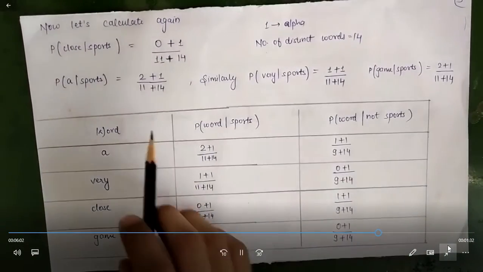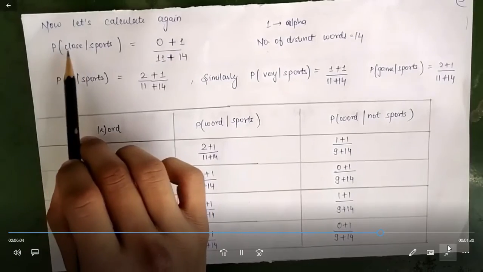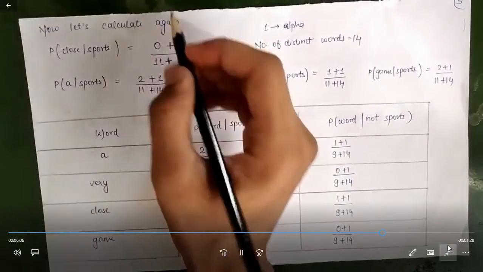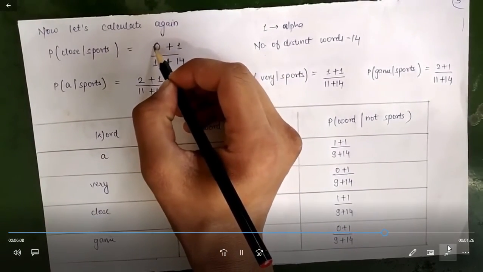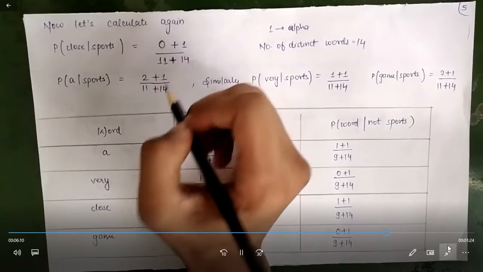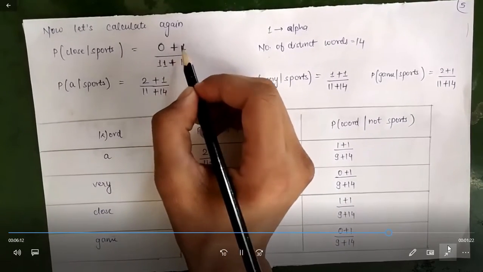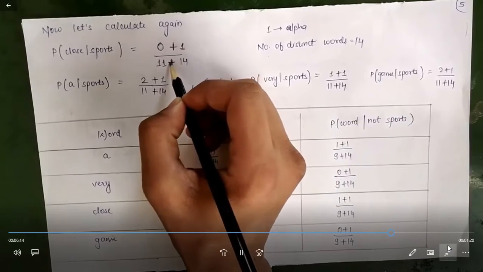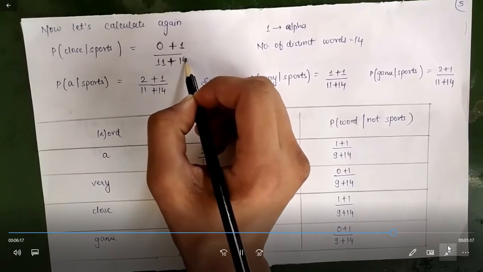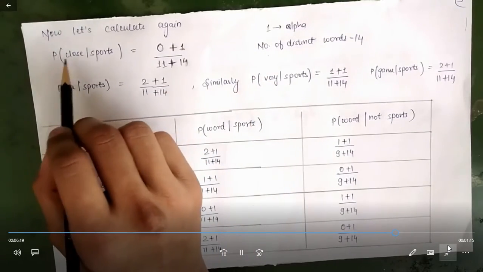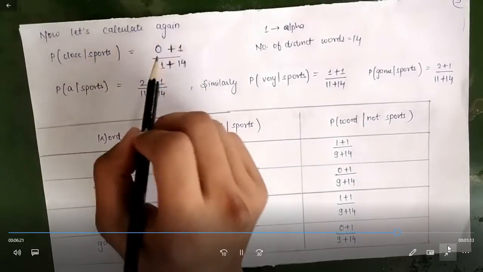Now see, we will calculate again. The probability of close with respect to sports: as we know, we don't have this word in the sports category, and the total number of words is 11. Now what will you do? Add 1 in the numerator, and in the denominator the number of unique distinct words, which was 14. So like this, the probability of close with respect to sports will be this much.